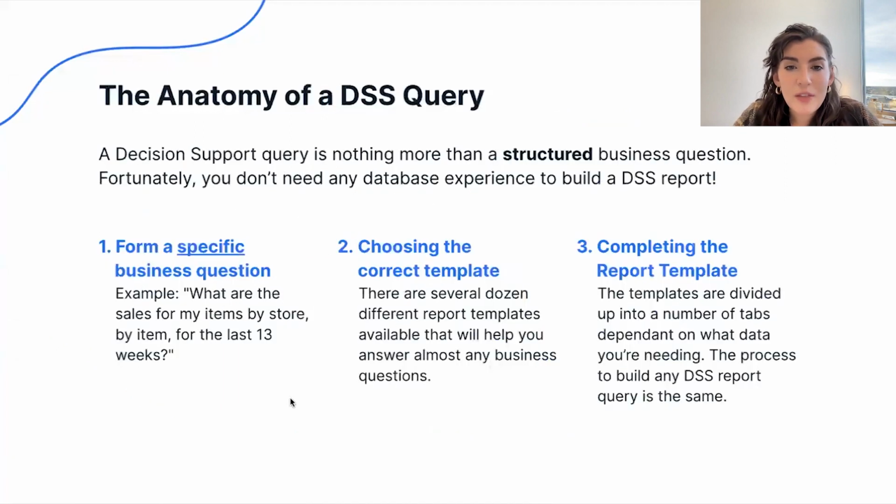All right, so let's talk about the anatomy of a DSS query. It's not anything more than a structured business question, and you're just implementing that into the system, and DSS will pull that for you. So the first thing is starting with a specific business question. The example that we have here is, what are the sales for my items by store by item for the last 13 weeks?